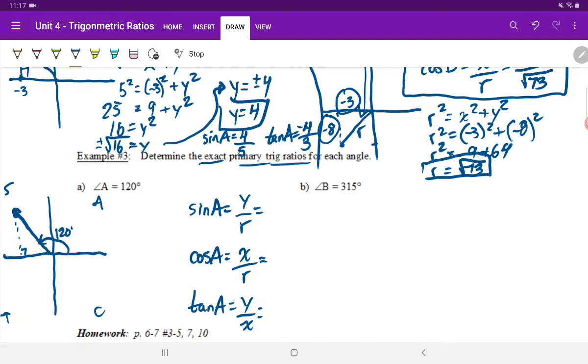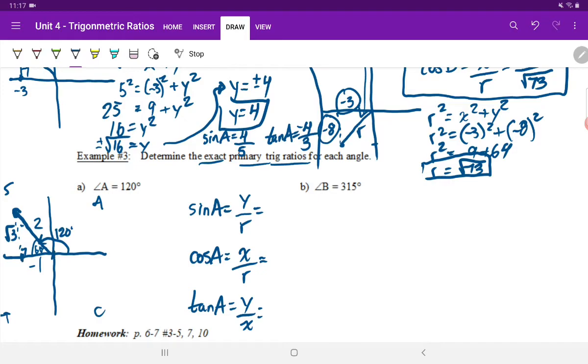Well, let's find the related acute angle. If this is 120, that means this must be 60. 120 plus 60 will equal 180, so we found the related acute angle there. Then bells should be going off in your head saying, oh, this is a special triangle. Across from the 60-degree angle is our square root 3. Our hypotenuse is 2, and across from the 30-degree angle is our 1. But because we're on the negative x-axis, we're actually at negative 1 here. So it's negative 1 from here to here.